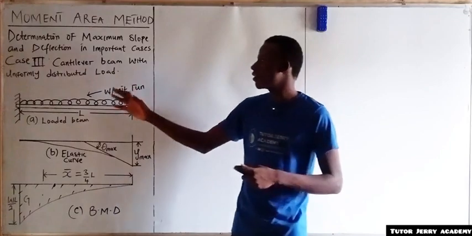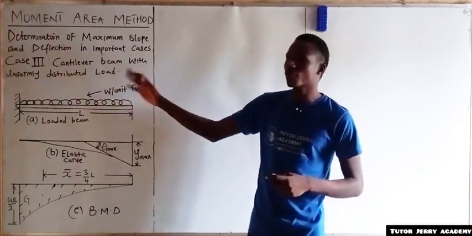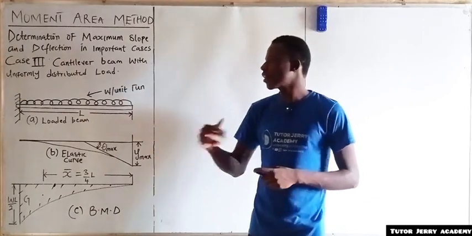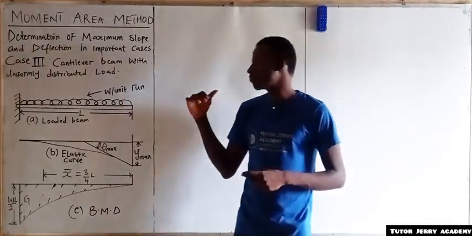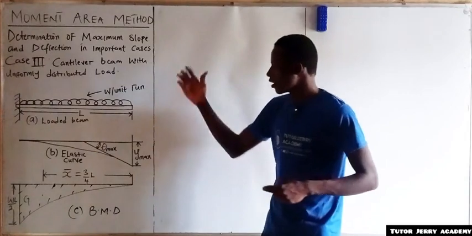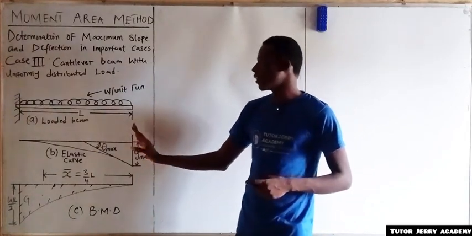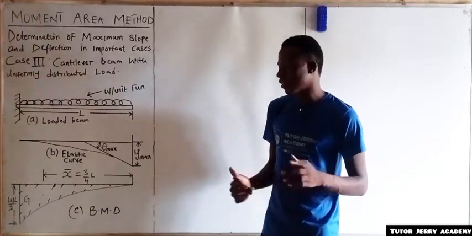This is case number 3. It says a cantilever beam with a uniformly distributed load. All right, so let's derive the maximum deflection and the maximum slope. They will both be at the end of this beam. All right, so let's derive them.